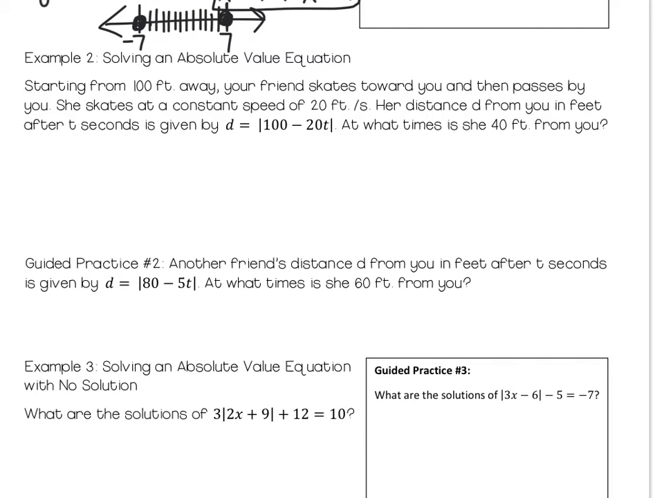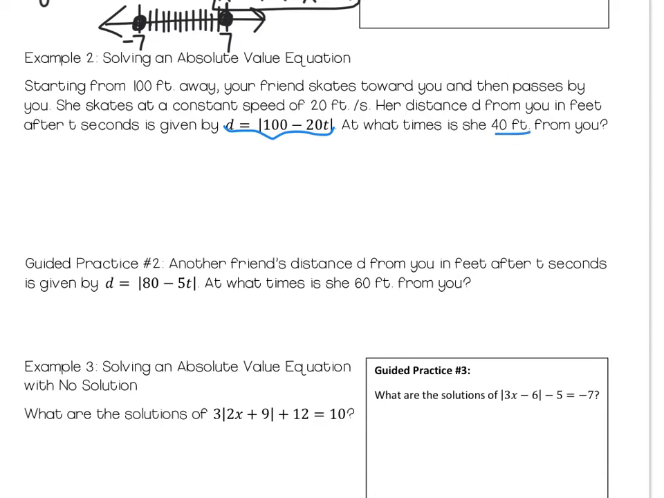Example 2. Solving an absolute value equation from a word problem. It says that starting from 100 feet away, your friend skates toward you and then passes by you. She skates at a constant speed of 20 feet per second. Her distance from you in feet after t seconds is given by this equation. What time is she 40 feet away from you?